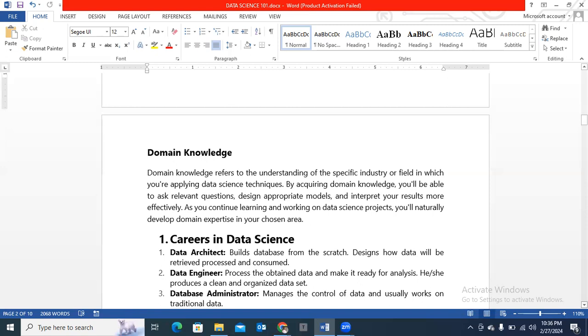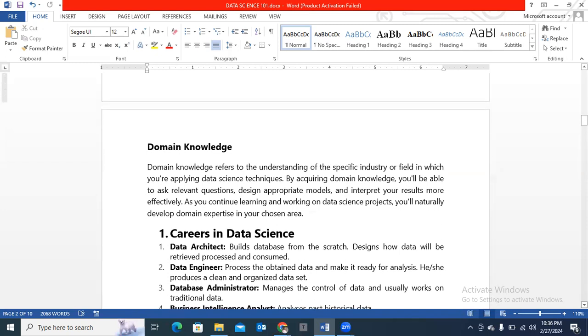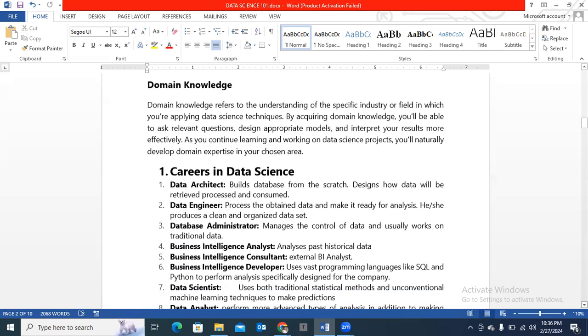So you see now that I said earlier that even if you are a medical doctor, yes, you can still operate as a data scientist. So what are the careers in data science? We have data architect. Who is a data architect? Data architect is a person who builds database from the scratch, decides how the data will be retrieved, processed, and consumed. So such a person is a data architect.